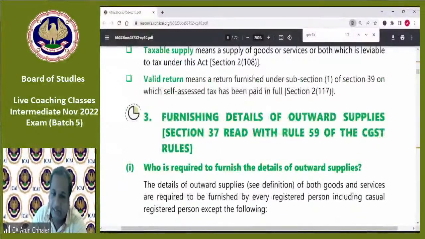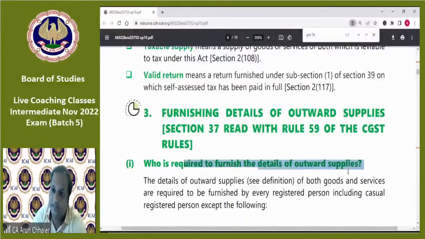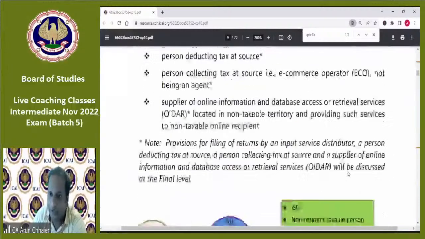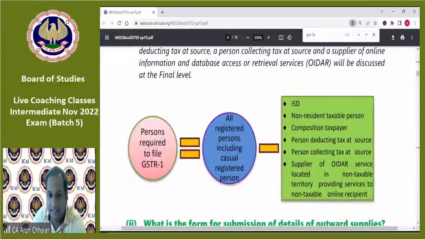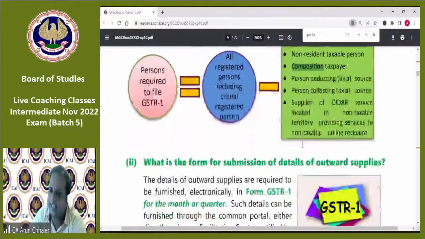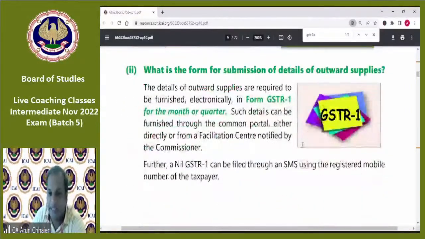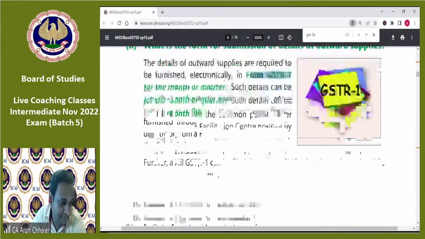So who is required to furnish the details of the outward supplies? Every registered person other than, and including casual taxable person, but other than ISD, non-resident, composition, TCS, TDS, and OIDAR. What is the form for submission of the details of the outward supplies? That is GSTR1.